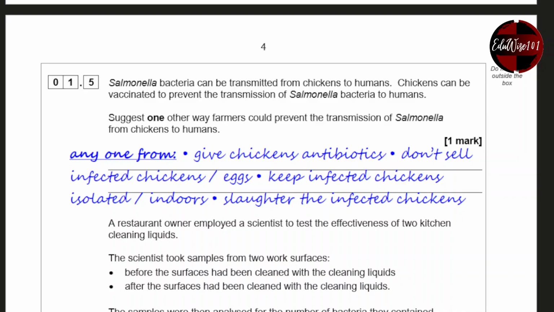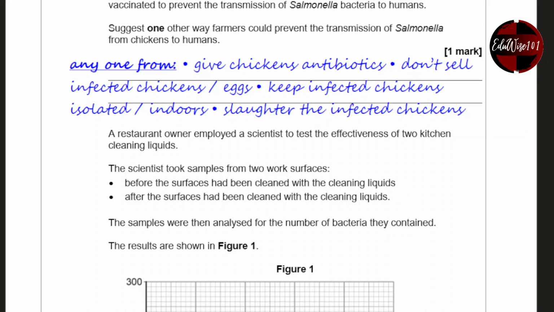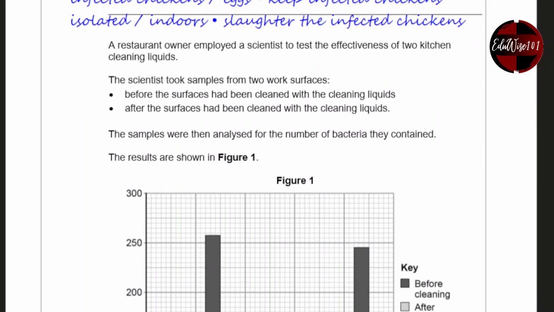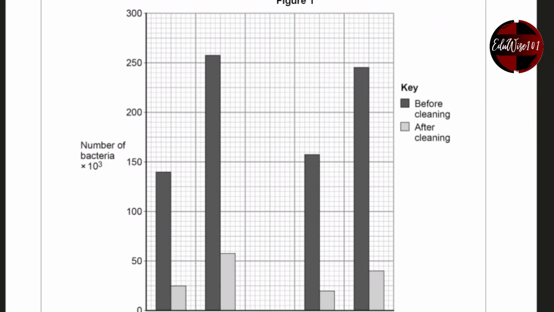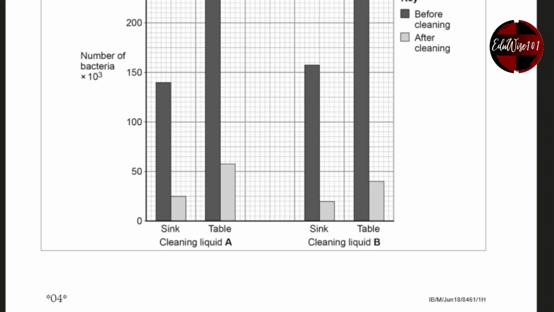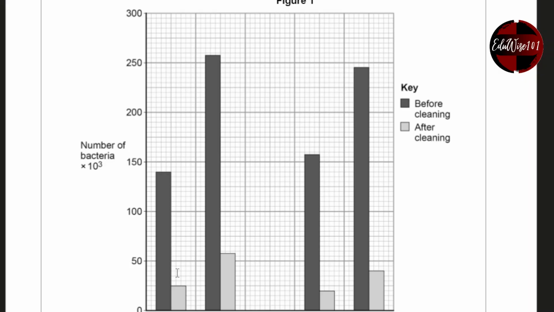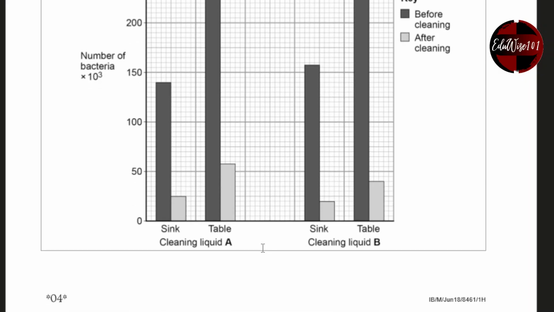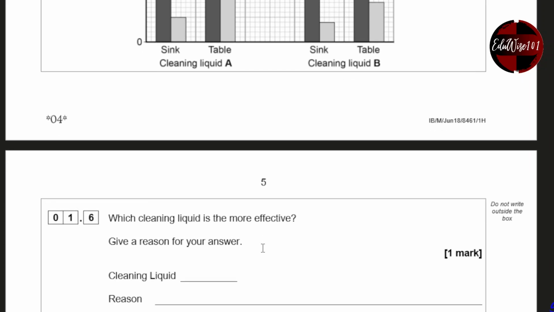A restaurant owner employed a scientist to test the effectiveness of 2 kitchen cleaning liquids. The scientist took samples from 2 work surfaces before the surface has been cleaned with the cleaning liquid and after the surfaces have been cleaned with the cleaning liquid. So you've got cleaning liquid A and B, and we've got a bar graph. So sink, table, both surfaces before. You can see the dark bars are before and the gray bars are after cleaning with the liquid. Which cleaning liquid is more effective?